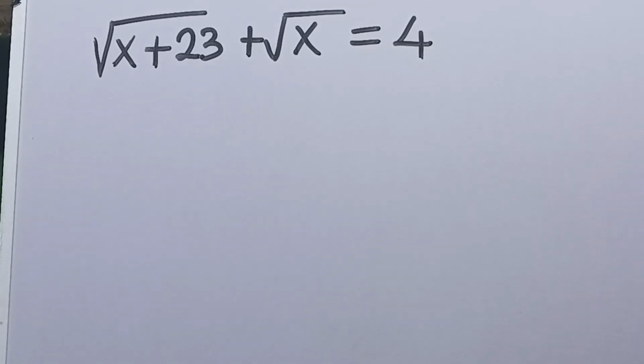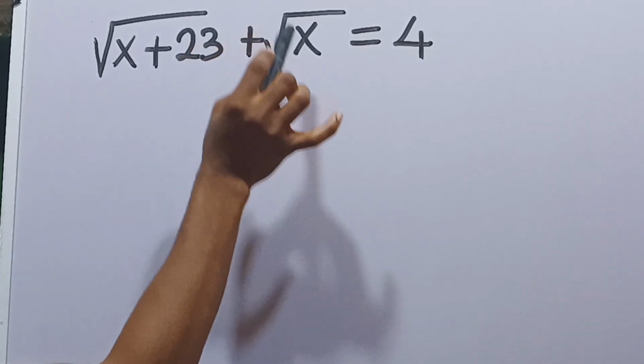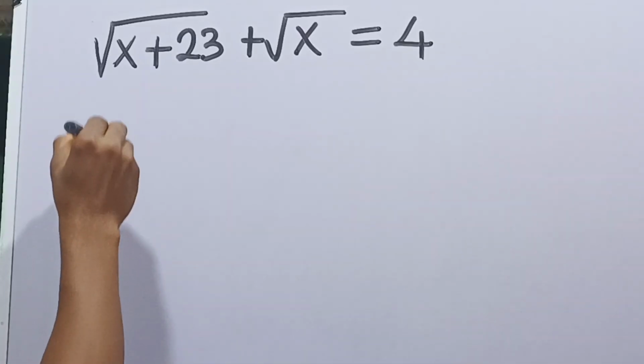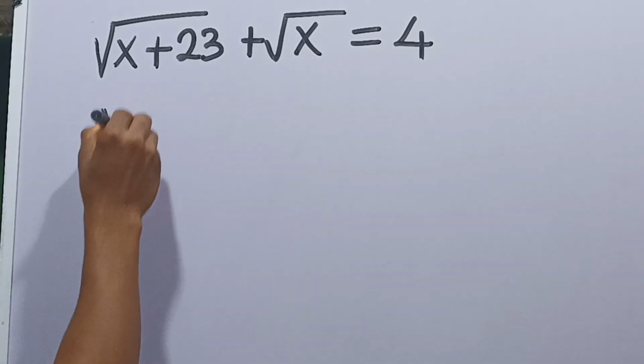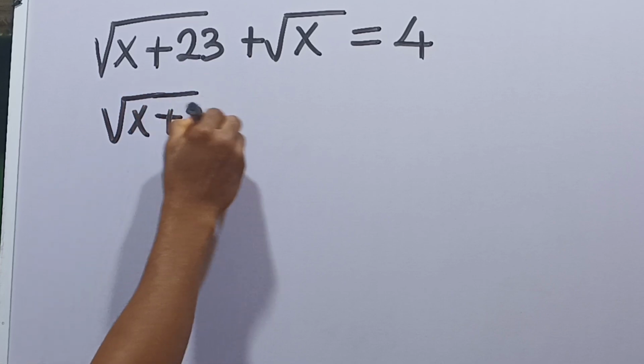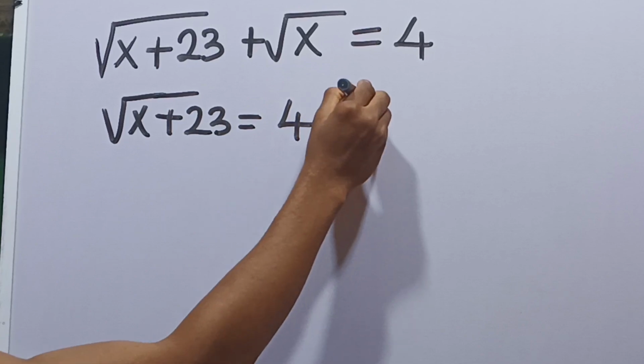Let's solve this equation together. It says root of x plus 23 plus root of x is equal to 4. Okay, we're to solve for the value of x in this equation. Now, the first thing we're going to do here is to say that root of x plus 23 is equal to 4 minus root of x.